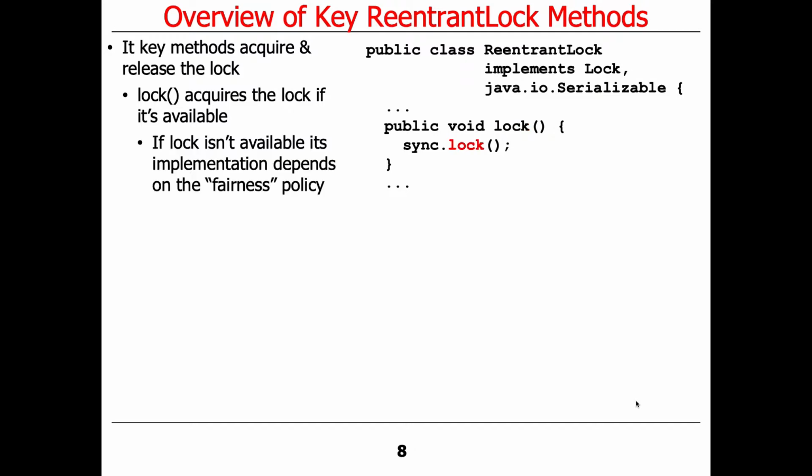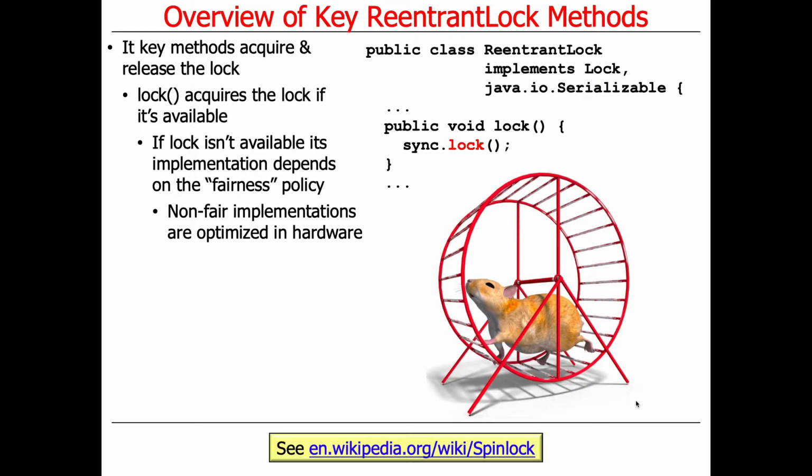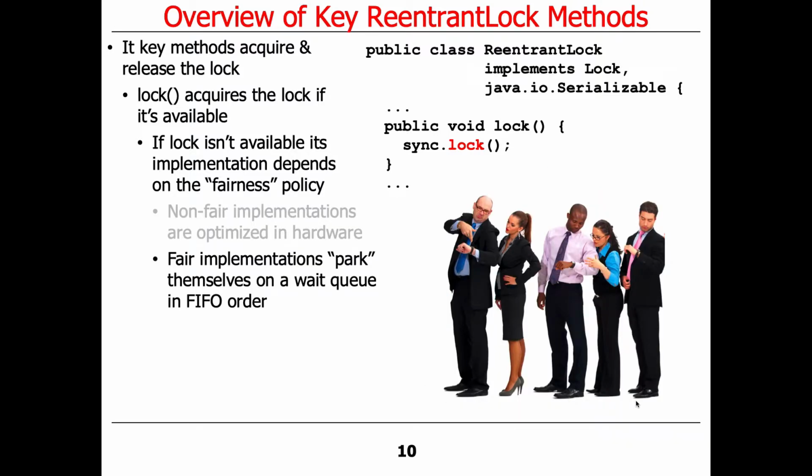Lock acquires a lock if it's available. If the lock is not available, then what lock does depends on the fairness policy. If it's non-fair, which is the default if you don't do anything to the contrary when you create the instance of ReentrantLock, then it'll do an unfair lock, which uses a spin lock internally, so whoever is around gets the first chance, irrespective of the time that others might have been waiting. Fair implementations, in contrast, will have waiters park themselves on a wait queue that's served in FIFO order if the lock's not available.